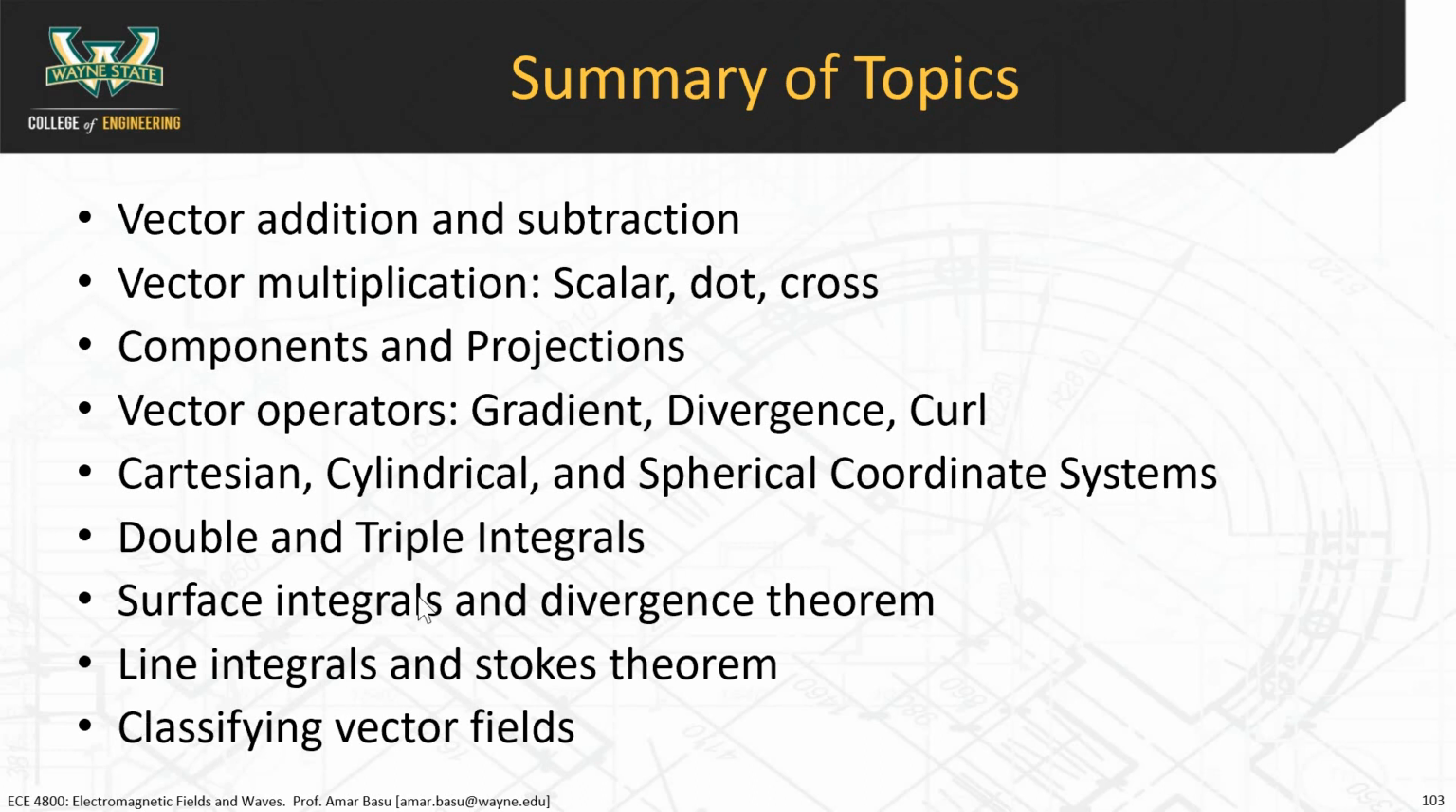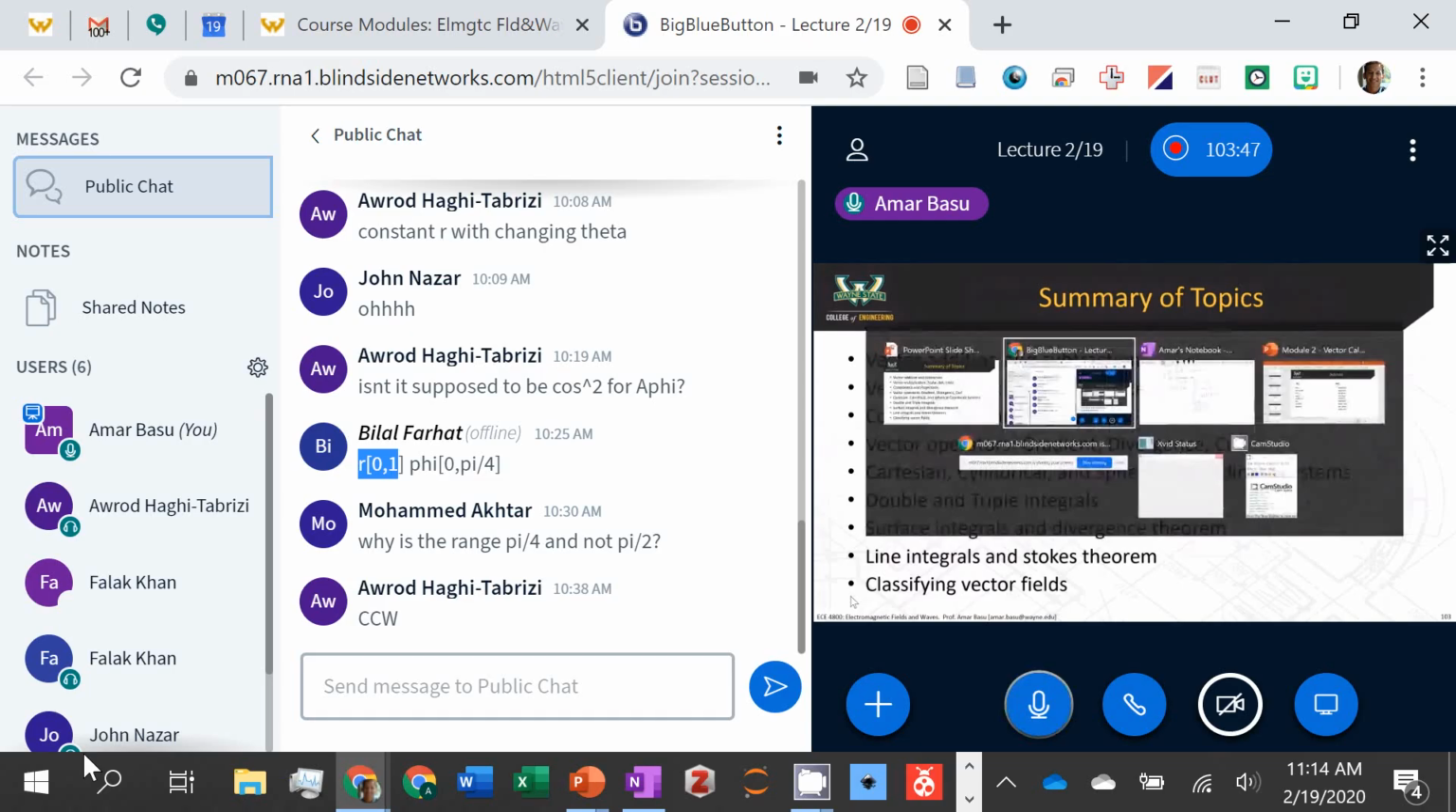When we talk about surface integrals, it's related to the divergence theorem, a way to calculate the net outward flux from a closed surface. Stokes theorem is a way to calculate the circulation around a closed contour, and that can be calculated using the surface integral of a curl or the line integral going around the contour. And then we discussed a few ways to classify vector fields. All right, that will be the end of this module.